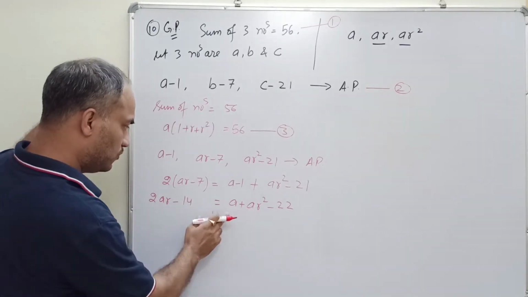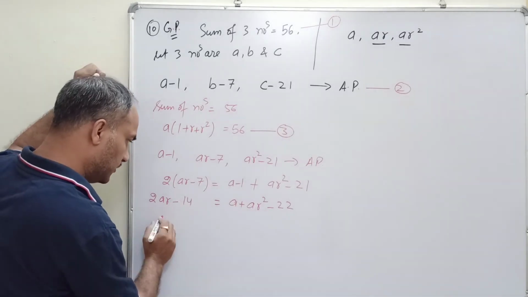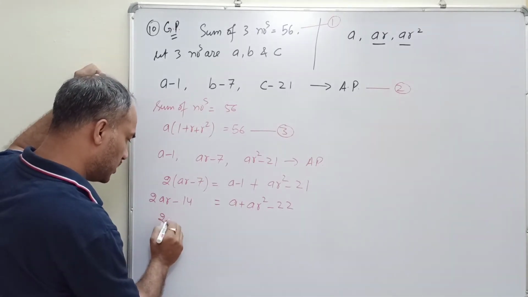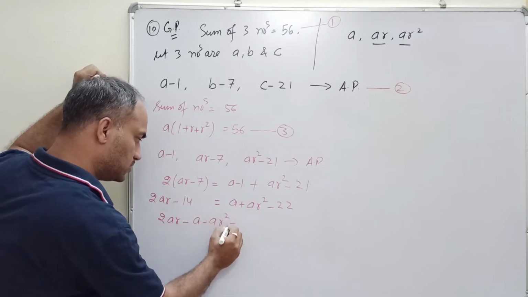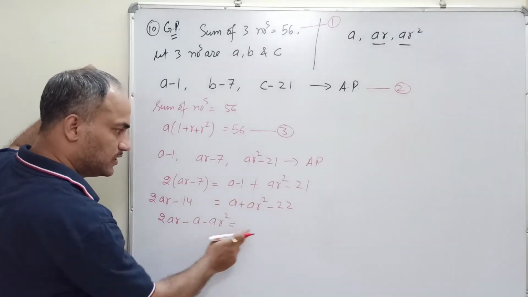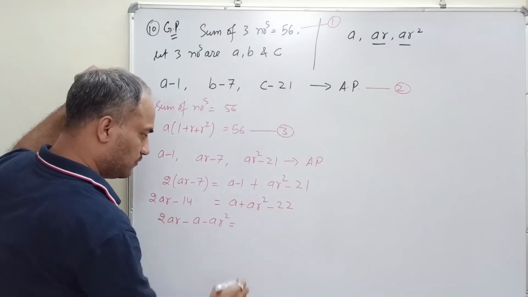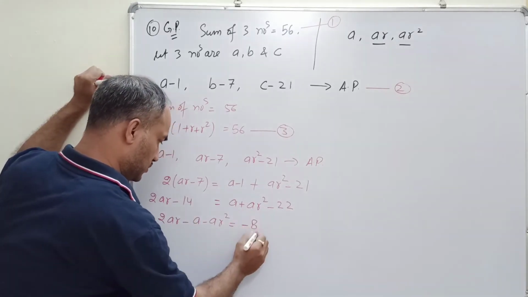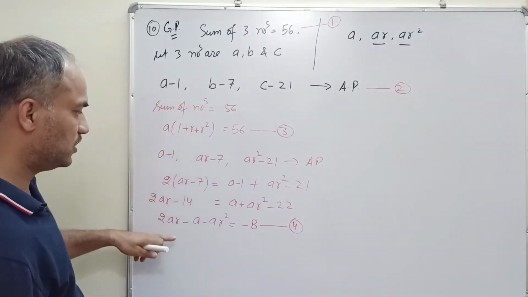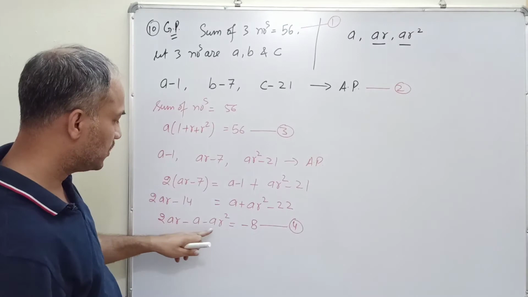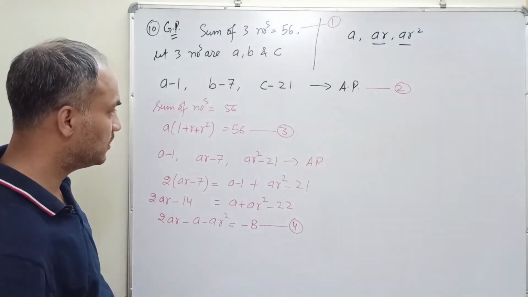When we shift this term here, we get 2 times AR minus A minus AR square equal to 22 minus 14 with the 14 gone to that side, which becomes minus 8. So this is equation number 4. Now see, equations 3 and 4 both have A and R, so we can simplify them.